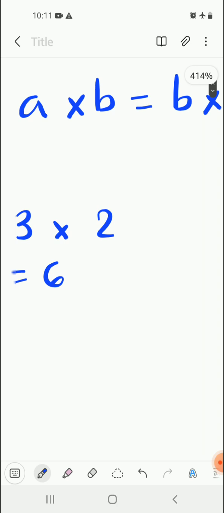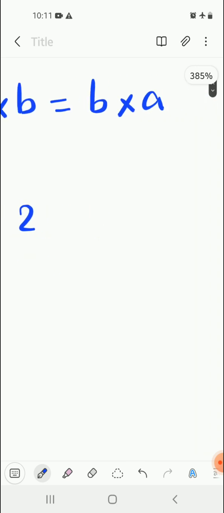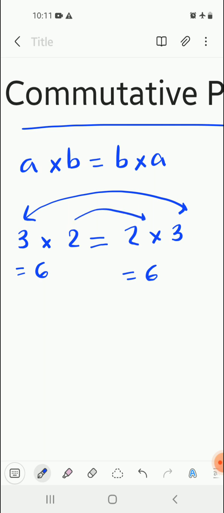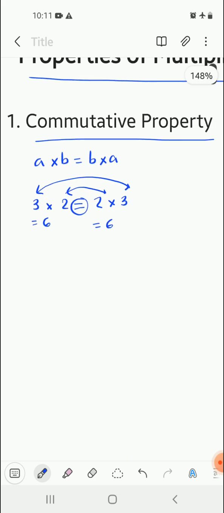For an example, 3 into 2 equals 6. On the other hand, if we reverse the order, that is, we make it 2 into 3, then my answer is also the same, that is 6. Therefore, we can say 3 into 2, that is reversing the positions, and 2 into 3 both mean the same. So this is the commutative property.